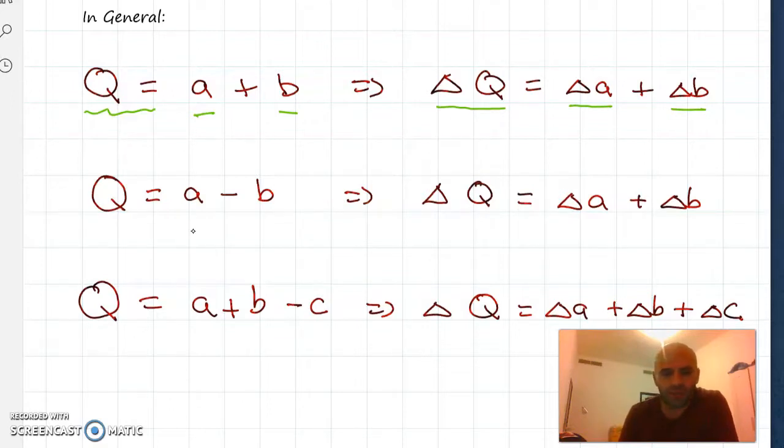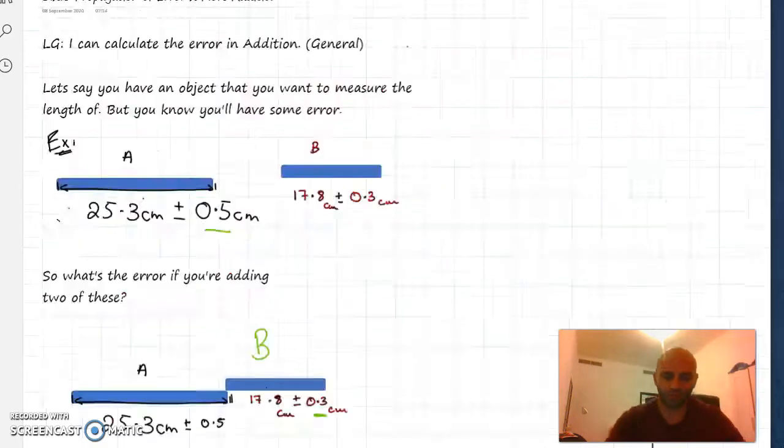And here's the bit that people often don't get, which is the subtraction version of it, okay? So subtraction, let's say, for example, Q is now A minus B, A take away B. Well, the rule says that the error in Q is equal to the error in A, not minus, but plus the error in B, okay? Plus the error in B. And let me just explain that just a tiny bit more.